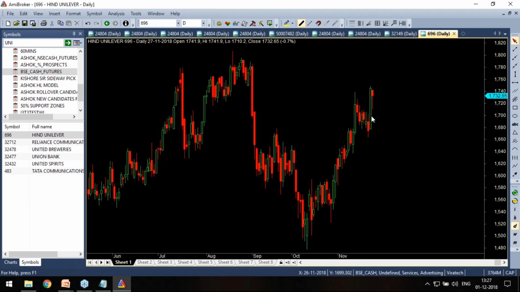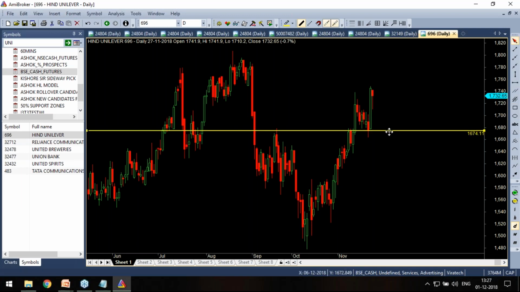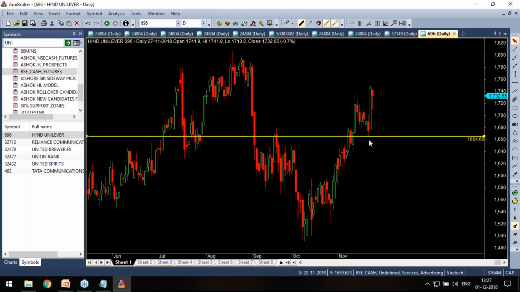Okay, there is only one momentum here. Where is it? 1742, is it? See, this number one is this zone. This zone is good momentum. After this, there is nothing. There is nothing, friends. If it by any chance breaks this low, which is 1664, the price can definitely come till this point, to the origin.